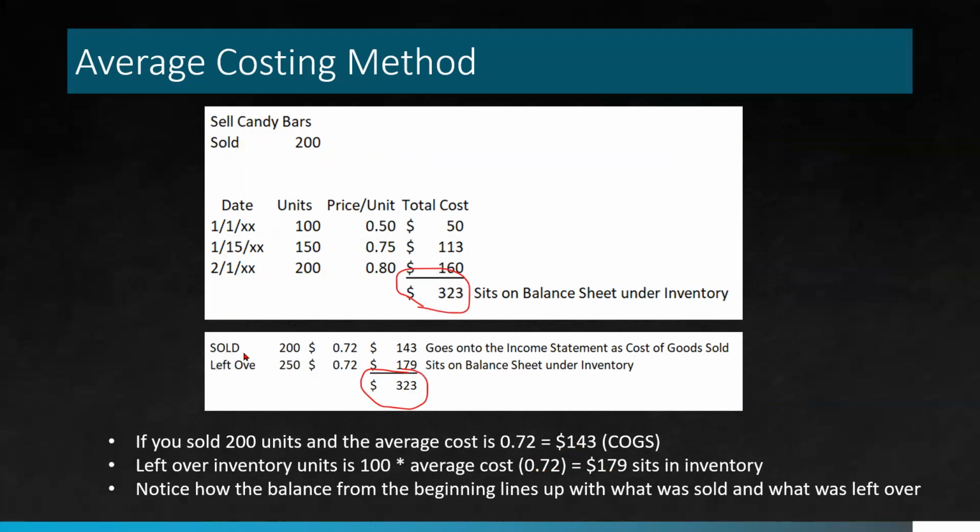If you look down here at the bottom, I sold 200, which means I have 250 candy bars left over. And everything is going to be using that average cost of 72 cents. So the sold 200 times 72 cents is 143. That goes on to the income statement as cost of goods sold. And 179 will stay on my balance sheet under inventory.